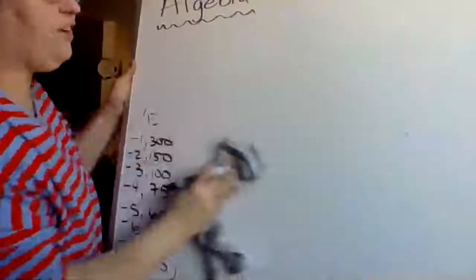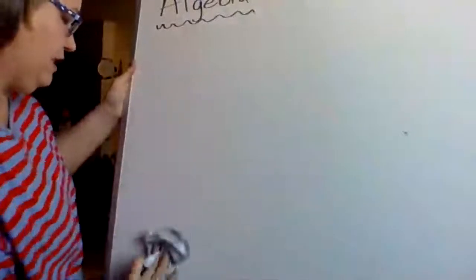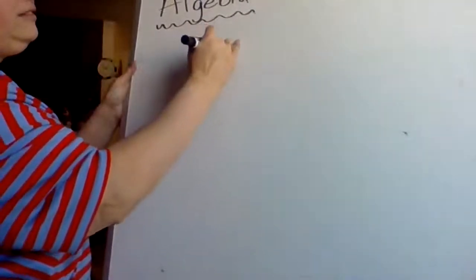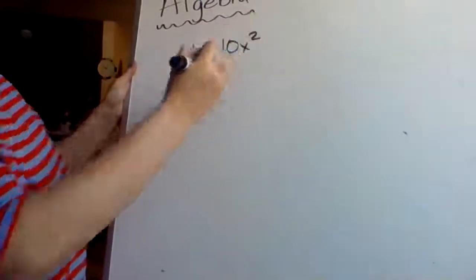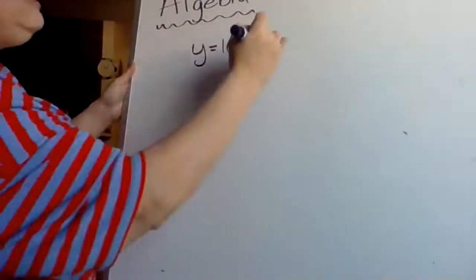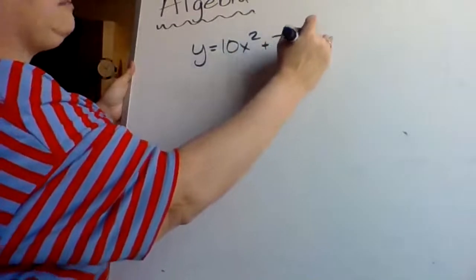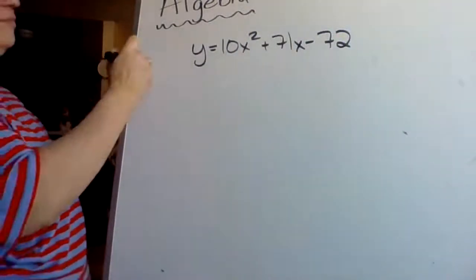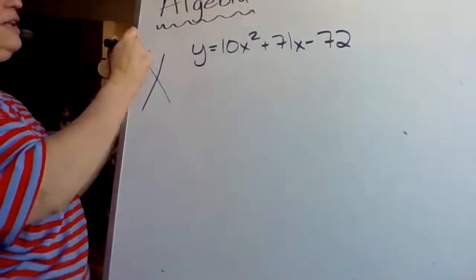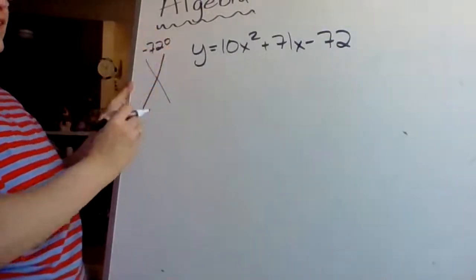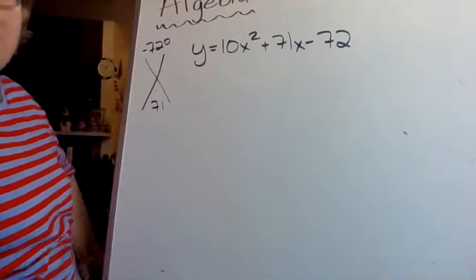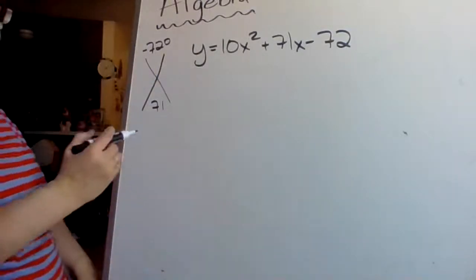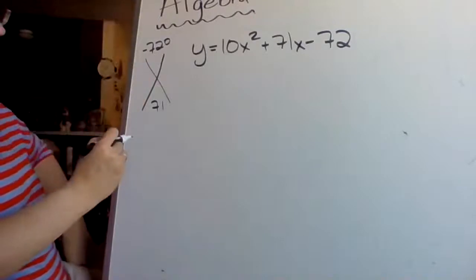You guys are just afraid of big numbers. That's all it is. It's not that you can't do it. So 10x squared plus 71x minus 72. Negative 720 that adds to 71. That's all it is. You can totally tell. The only reason you don't like this one is because it's got big numbers.